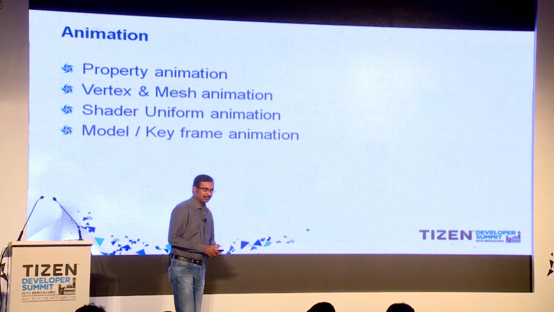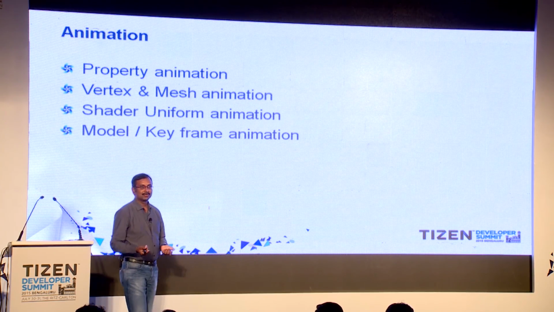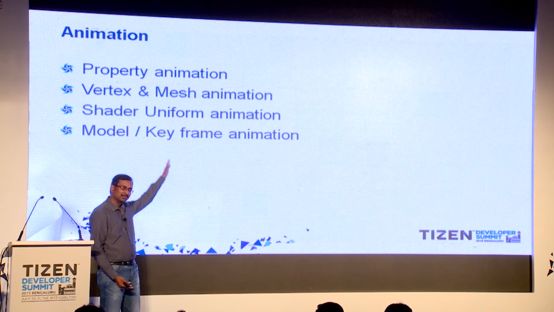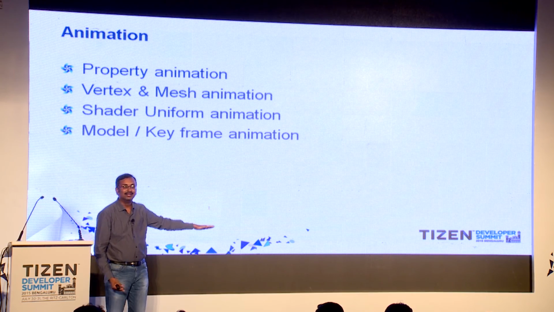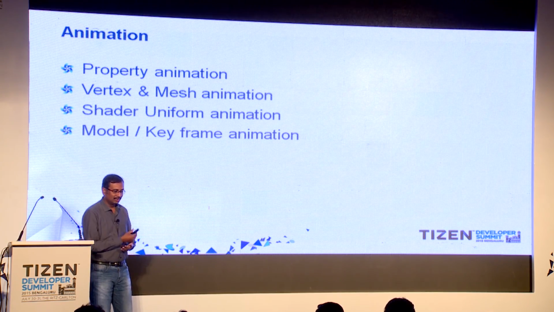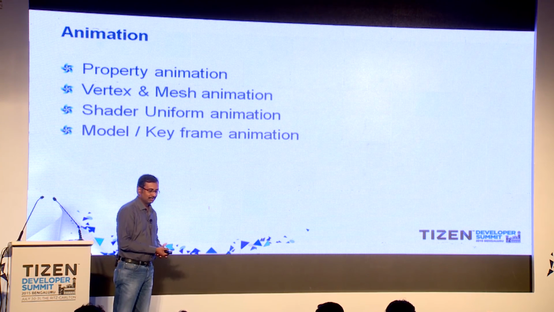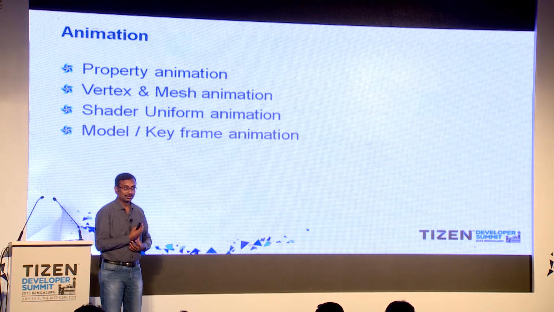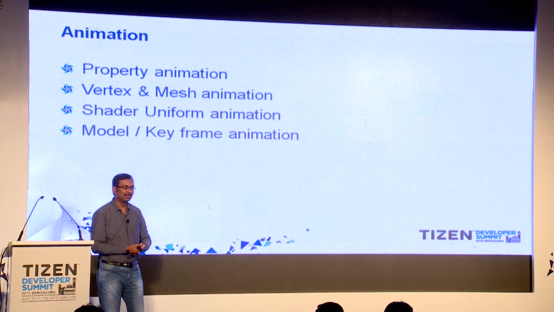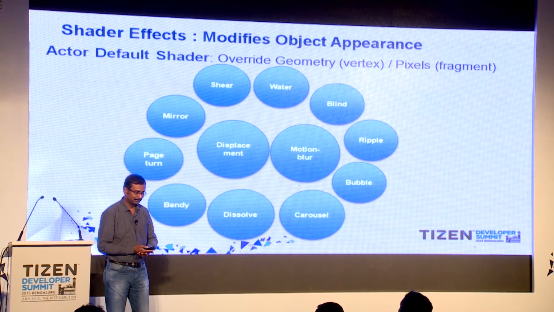Animations. There are different types of animations possible. It can be a property animation. Changing a location is one animation, right? From starting position to ending position, we saw that in EDC. So such animations based on the property change are possible. Vertex and mesh animation, shader uniform animation, and the model. If you are importing a model, you can have bone or joint animations. Very rich animations are possible with DALI.